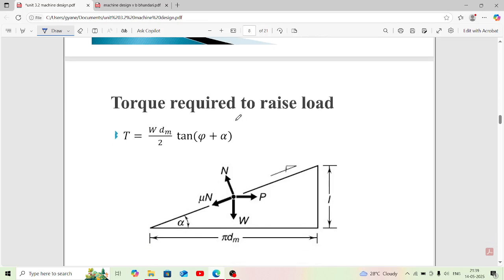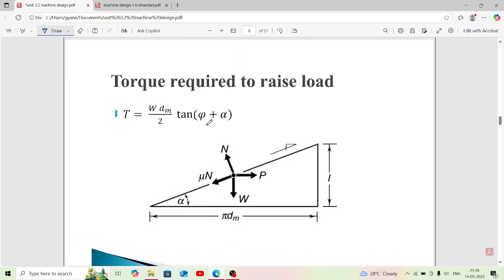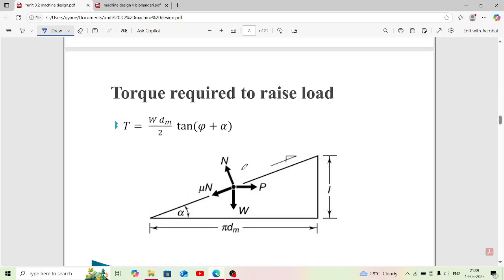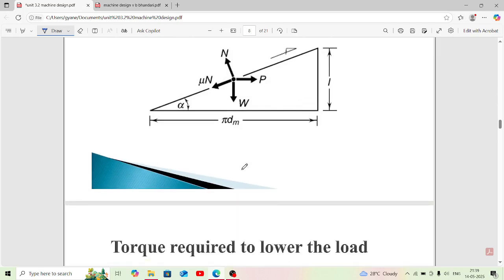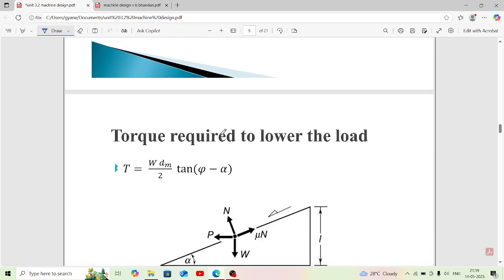Torque. Come to the next point. Torque required to raise the load. Means how much torque is required to raise the load. To do this, draw the geometry and see how much force is acting on this part of the body, and after solving it we get the value of the torque required to raise the load, and similarly how much torque is required to lower the load.